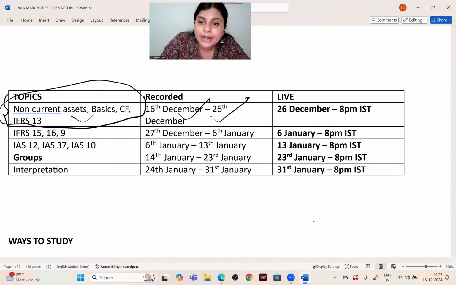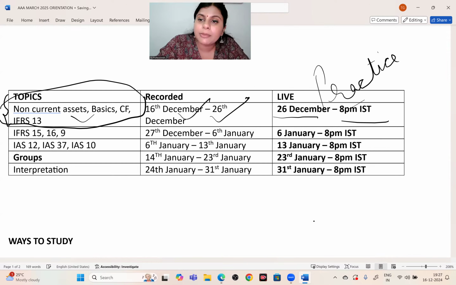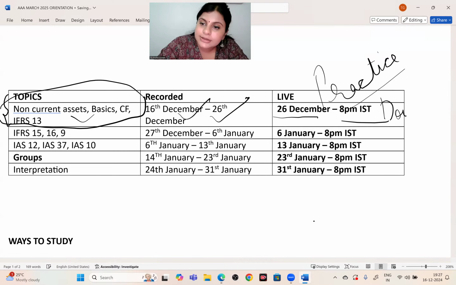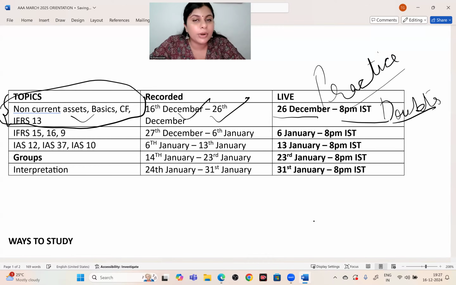And 26 December, right after Christmas, we are going to meet at 8 p.m. Indian time, and we are going to do practice of these areas, even though a lot of practice questions are given to you on the portal as well. But we'll still do more practice in the live class. Plus, you can ask your doubts in this live class. If you miss the live class, the recording will be uploaded for you.